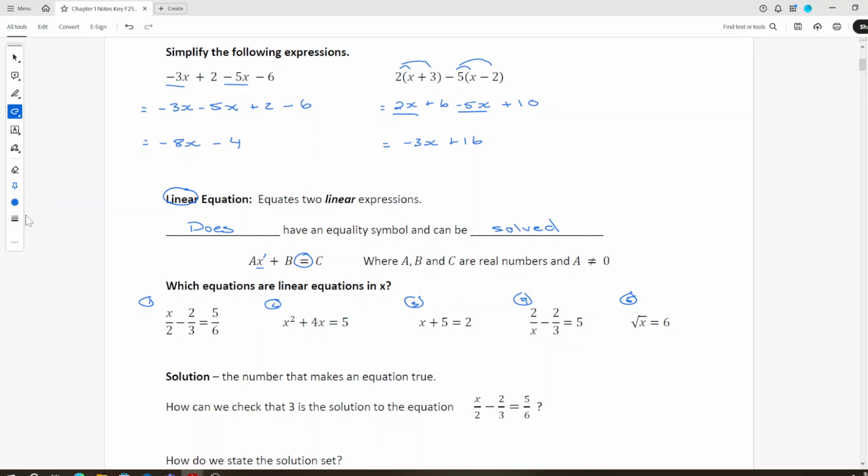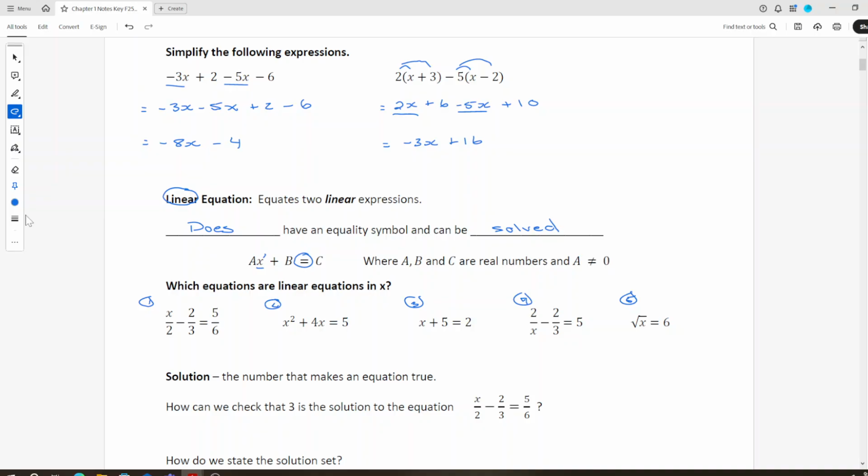And what I want to do is determine which of these are linear. So which of these has the highest power on the variable of 1 and has an equal sign, so is an equation I could solve. I'm going to leave you 2 seconds to think about this. There are 2 of these that are linear equations and 3 of them that aren't. Can you identify the linear equations in x? Pause the video and give it a think.